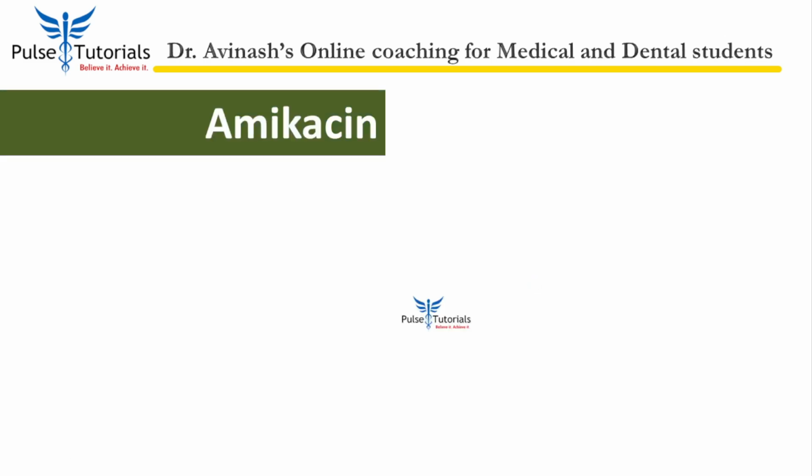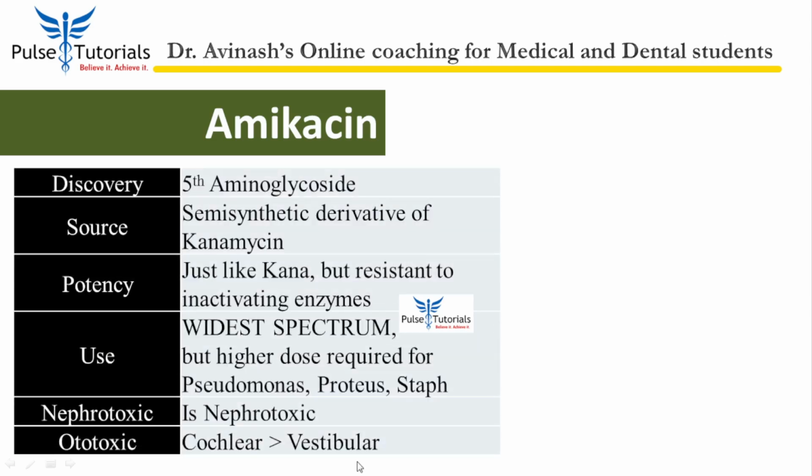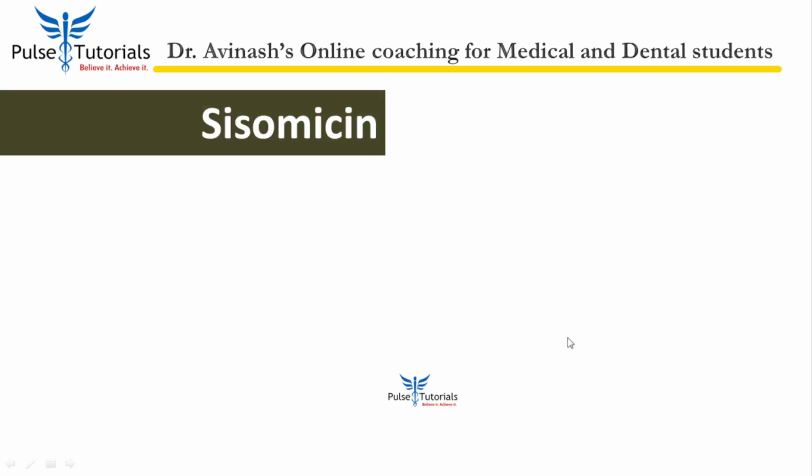Then comes amikacin. Well, amikacin is the fifth of the aminoglycosides that were discovered. It's a semi-synthetic derivative of kanamycin. Okay, and just like kanamycin, the potency is there, but it is resistant to those inactivating enzymes we spoke about. It has the widest spectrum, but for Pseudomonas, Proteus and Staphylococcus, it requires higher doses. It is nephrotoxic, and again this is more cochleotoxic than vestibulotoxic.